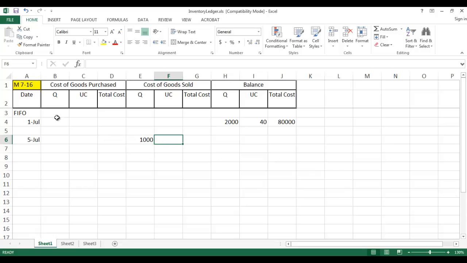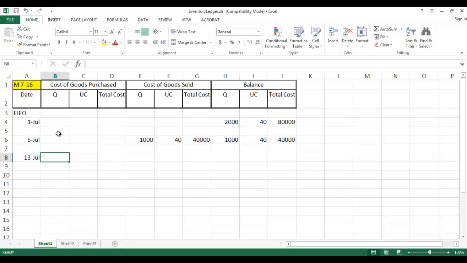Now this could be different given that we're working under FIFO instead of LIFO, except here we only had one kind of batch to pick from anyway. This 2,000 at 40. So the 1,000 we sell here, we're assuming that those are at 40 as well, for a total cost of 40,000. Now what we've got left is the other 1,000 at 40 for 40,000. So far no real big difference for us.